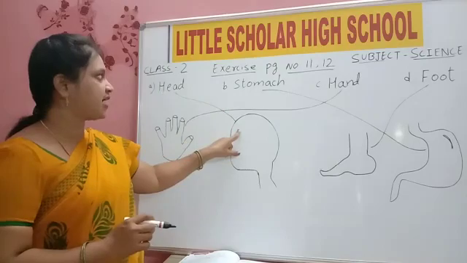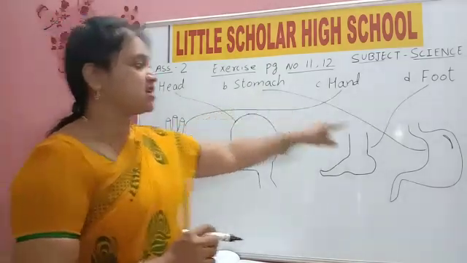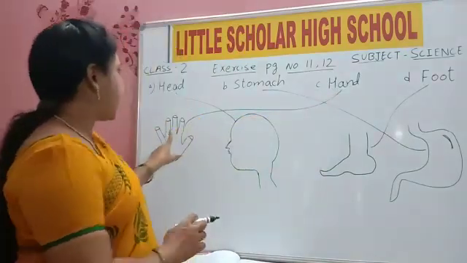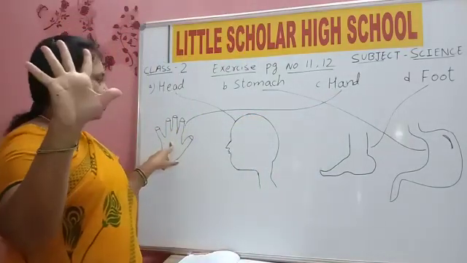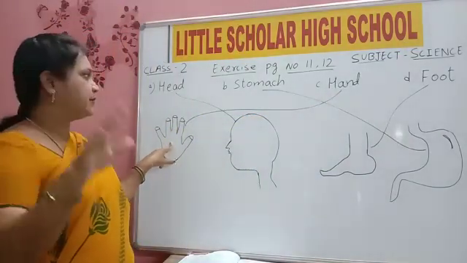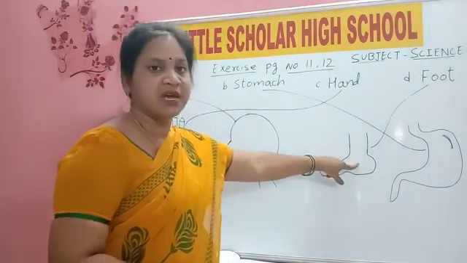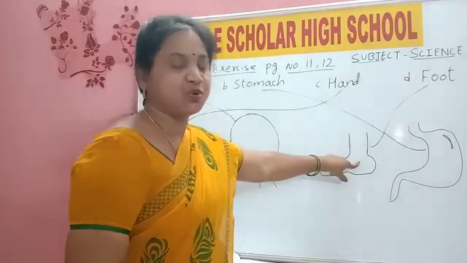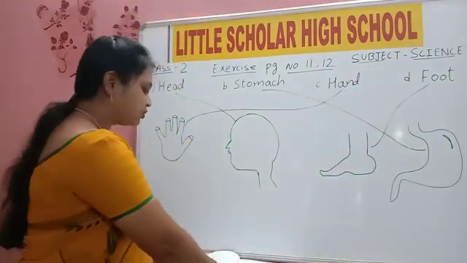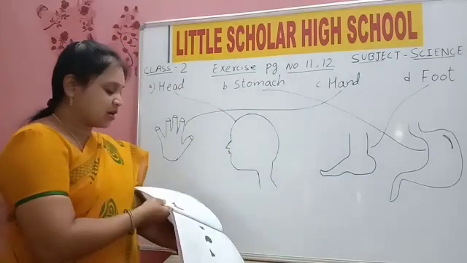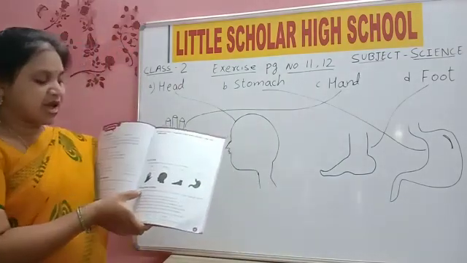H-E-A-D, head. This is head, children. Stomach. This is stomach, children. Stomach is like a bag. H-A-N-D, hand. Everybody check your hand. Yes, this is our hand. Then F-O-O-T, foot, where you wear shoes and socks. That part is known as foot. Is it clear, children? Do this very neatly in your textbooks. Now we will go to the next one.